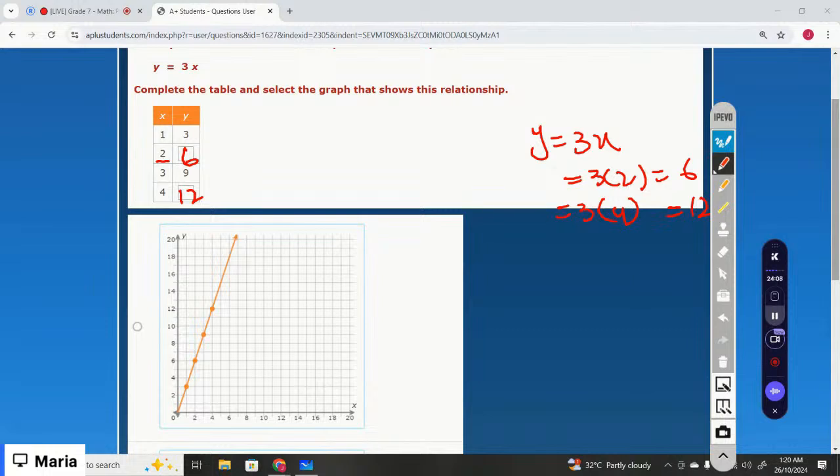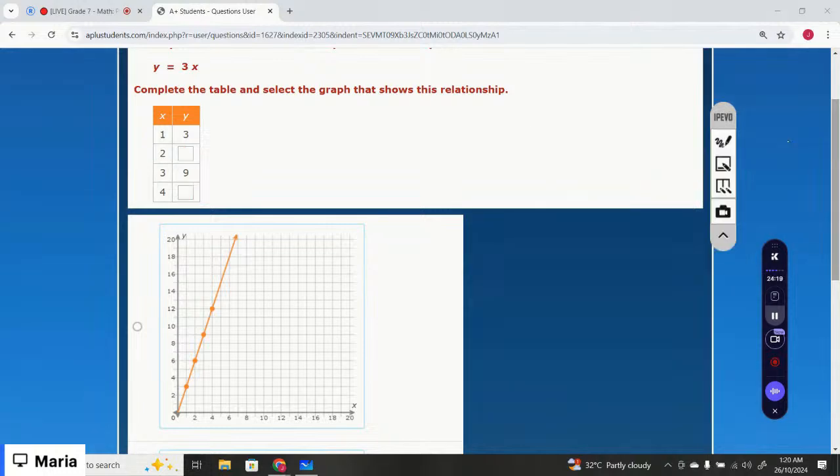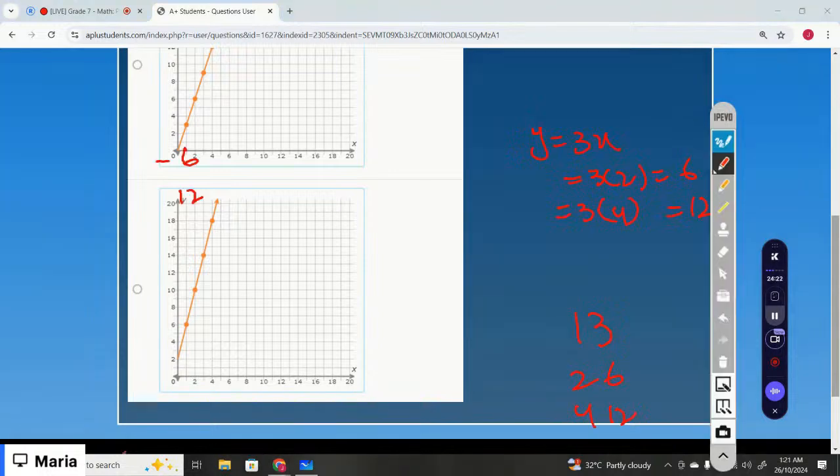So just match this table of values with the graph. 0, 0 is not in the graph, right? 1, 3, 2, 6, and 4, 12. Let's just match with the second graph because they are not matching with the first one, right?